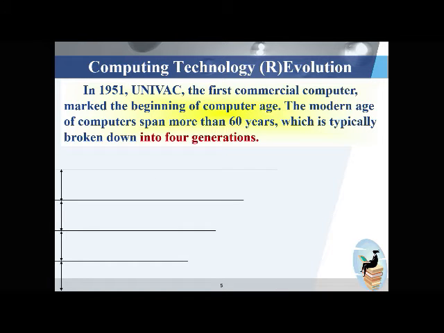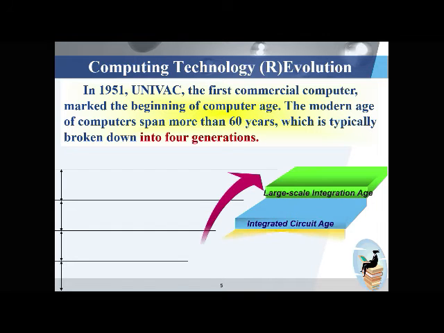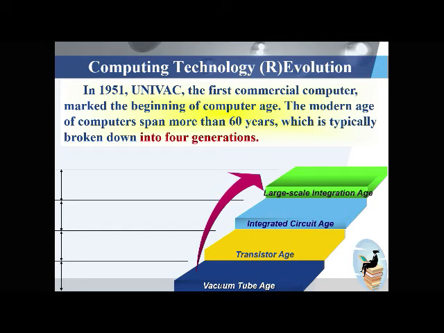Antioch was not a commercial computer. Until 1951, the Univac was actually the first commercial computer, and this machine marks the beginning of the computer age. From that time until now, computer technology can be roughly divided into 4 generations. The first generation is called the vacuum tube age, from 1951 until 1959, and in this period the computer was built of vacuum tubes.